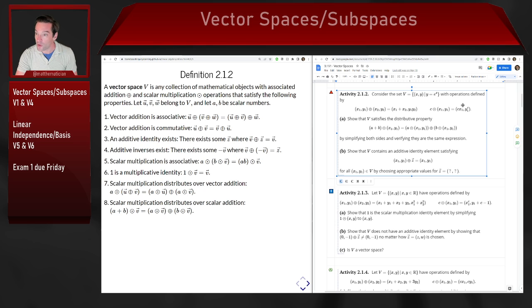And so the goal in this piece of the activity is to show that this structure actually satisfies the distributive property. So this is the distributive property number 8, right? The distributive property of scalar multiplication distributing over scalar addition, by simplifying both sides and verifying that they give us the same answer. And then also part B, show that there is an additive identity. So this is property number 3, by choosing appropriate values for what the components of the z vector should be, in order that property 3 is satisfied. Namely, for any vector v, we have v plus z is equal to v itself. So that's the task.